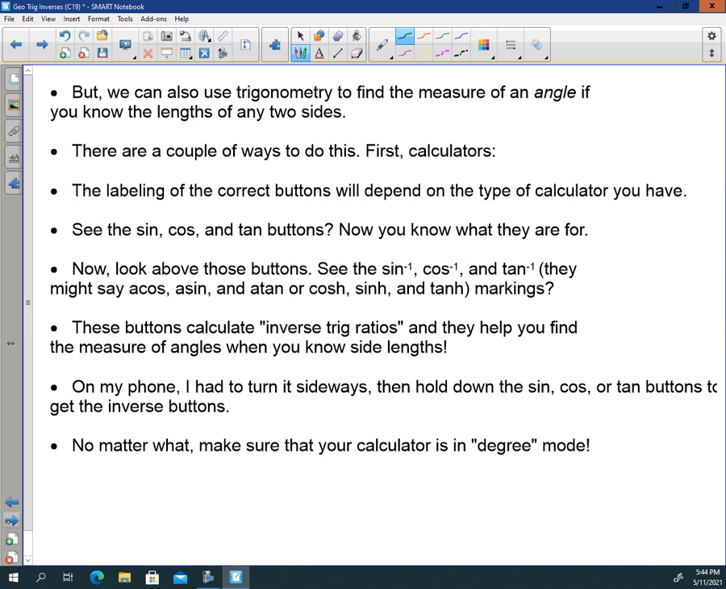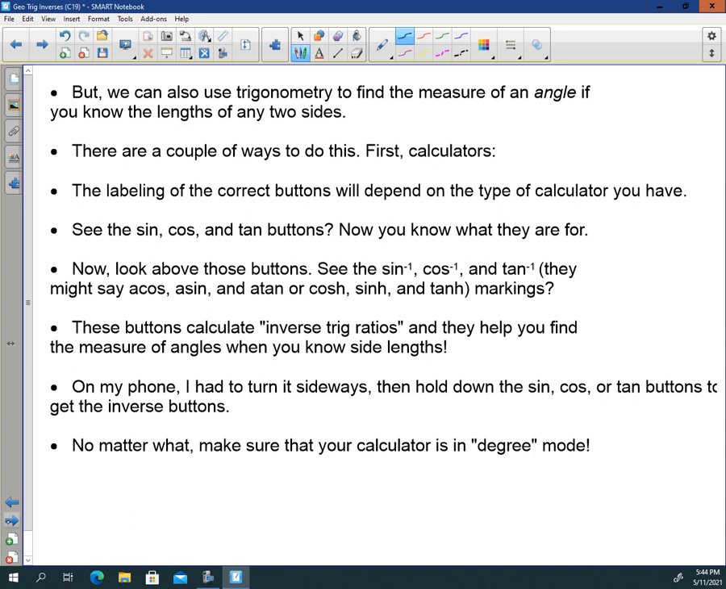But we can also use trigonometry to find the measure of an angle if you know the length of any two sides. We can turn side lengths into angle measures. There's a couple of ways to do this. First of all, we're going to talk about calculators. So the labeling of the correct buttons that you're going to use on the calculator is going to depend on the type of calculator you have.